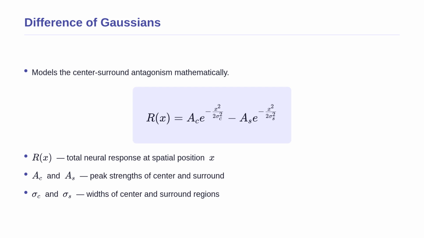The first term represents the excitatory center, where A sub c is the peak strength and sigma sub c is its width. The second term is the inhibitory surround, with its own peak strength, A sub s, and width, sigma sub s. The negative sign between them represents the inhibition. If the surround width increases, the inhibitory effect spreads out, changing how the neuron detects contrast.